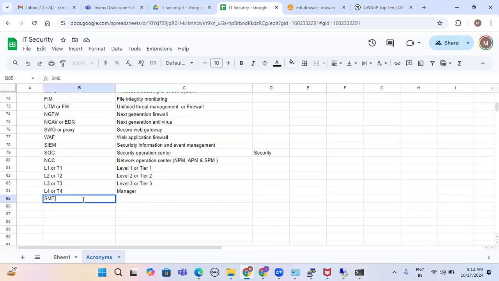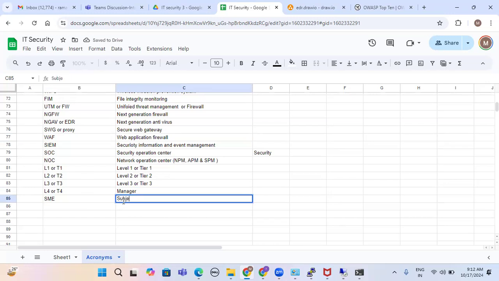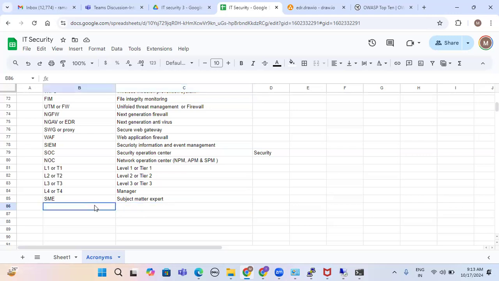Next one is SME, subject matter expert. He is technically very strong as compared to a manager. This is applicable to almost the entire IT and software industry, not only the cyber security side, IT security, endpoint or network side. Whenever any escalation occurs, or client or customer communication needs to be dealt with, we use an SME, subject matter expert.